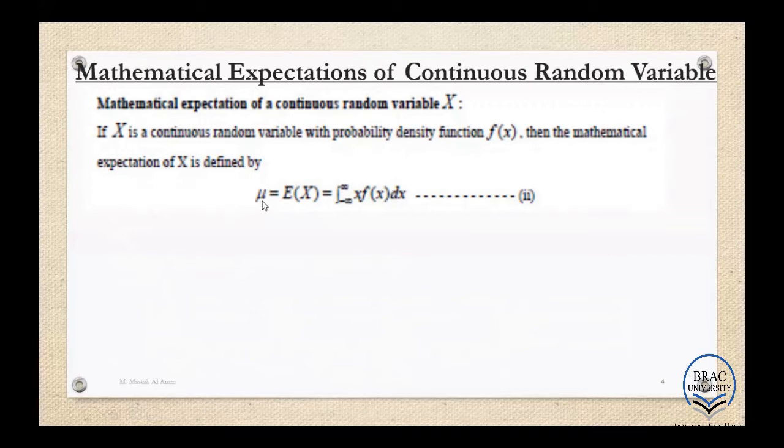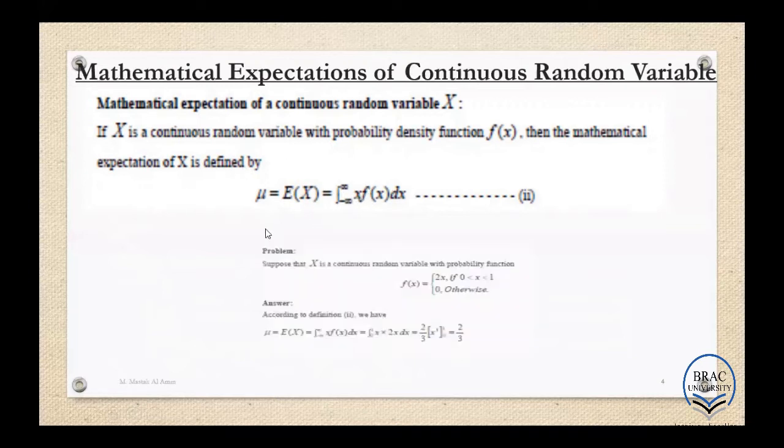So we can say this is the mean of the random variable x. That's why this is mu. So we can write mu equals E of x. As this is a continuous random variable, that's why here we use the integration to get the summation.